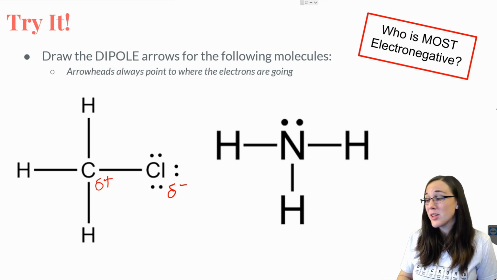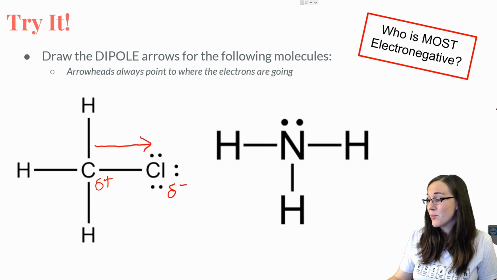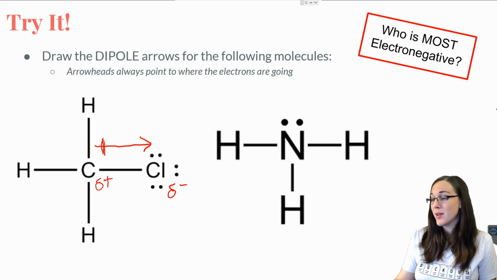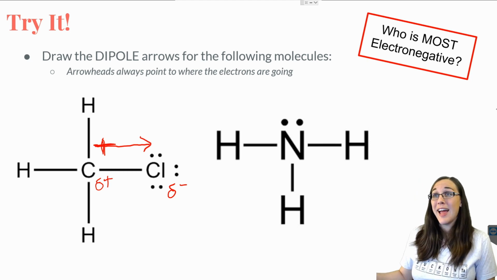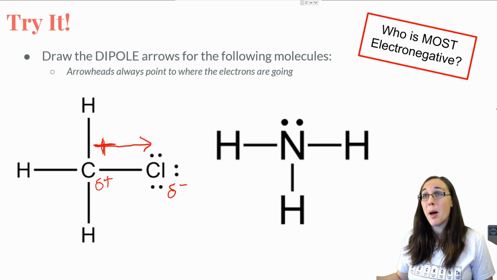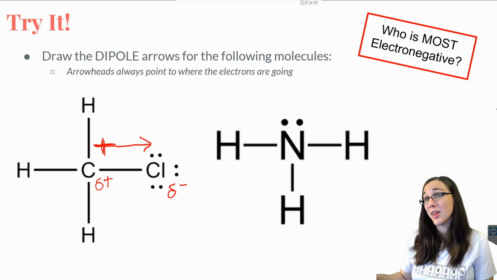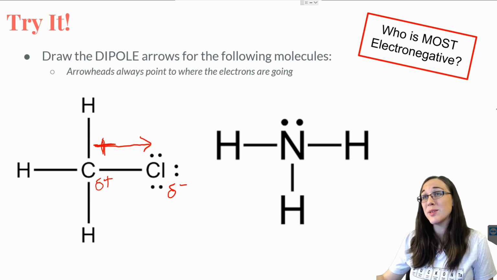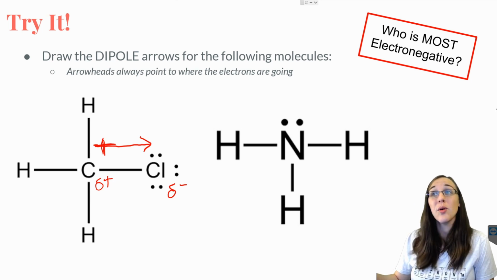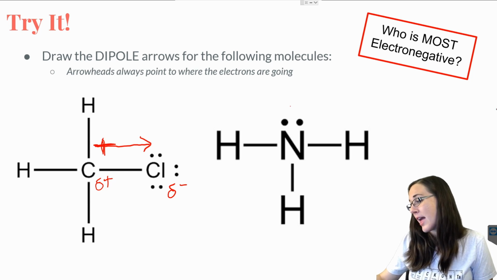However, for this molecule, we're going to draw our arrow in the direction of where the electrons are going, and then we're going to put a plus sign where they don't want to be. So a plus sign on the butt of our arrow right there. That would be our dipole arrow or our dipole moment. Now let's look at the next one. We're looking at ammonia. So for this molecule, we need to identify who is more electronegative, N or H. In this case, it would be N.